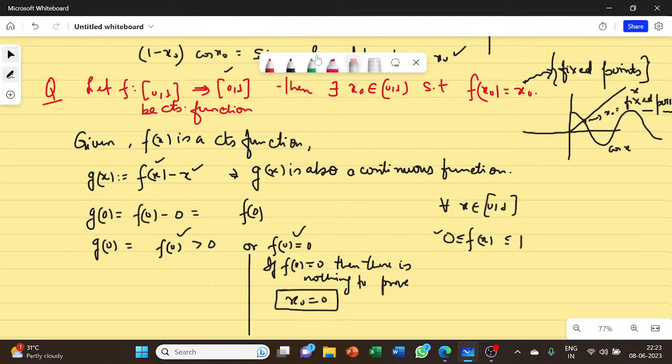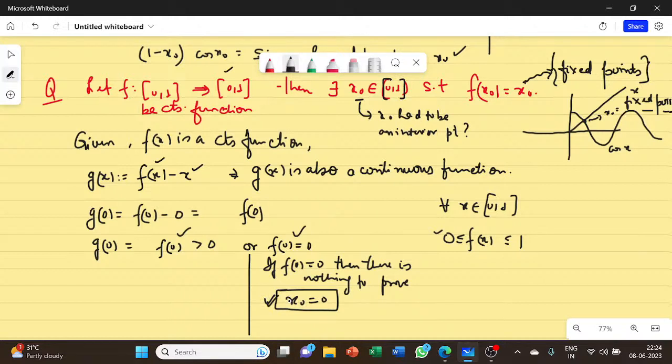However, here x naught had to be an interior point. If you can see here, x naught should lie between 0 and 1. So this case in general does not qualify for this problem statement, although if I had made it a closed interval, then you have found one x naught. Fine.